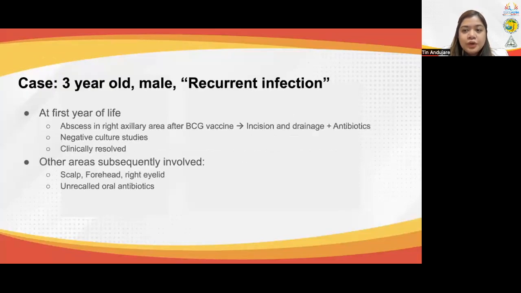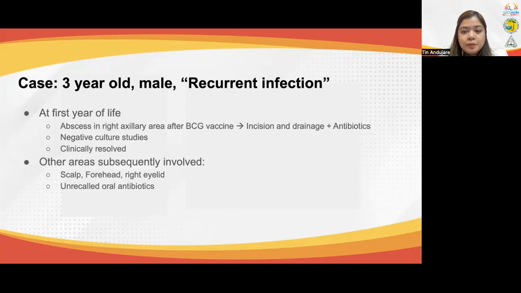Beginning with the case, we have a 3-year-old male presenting with the current infection in multiple areas of his body. Within his first year of life, his first abscess developed in the right axillary area following a BCG administration. Incision and drainage of the abscess was done, specimen was obtained, and sent for gram stain and culture studies before being started on any antibiotic therapy. Culture studies yielded negative result, treatment was completed, and patient had improved.